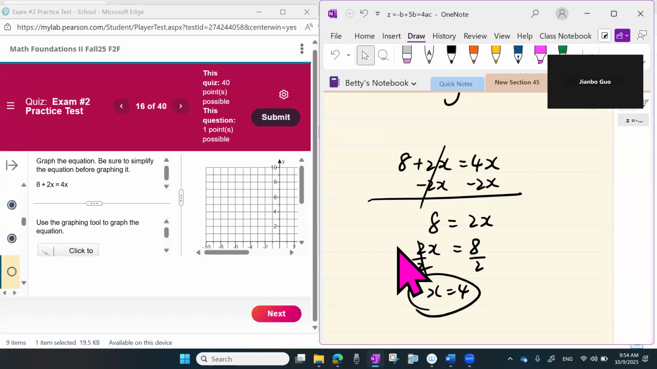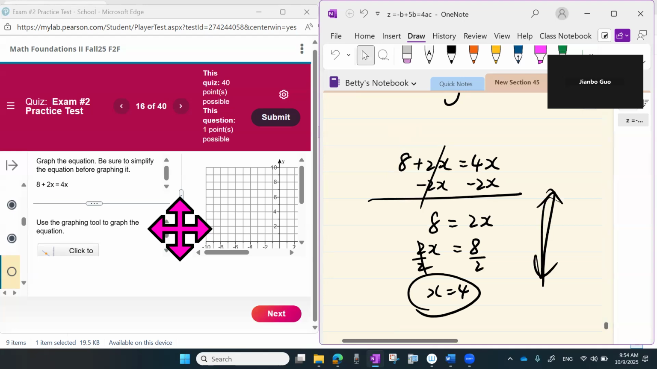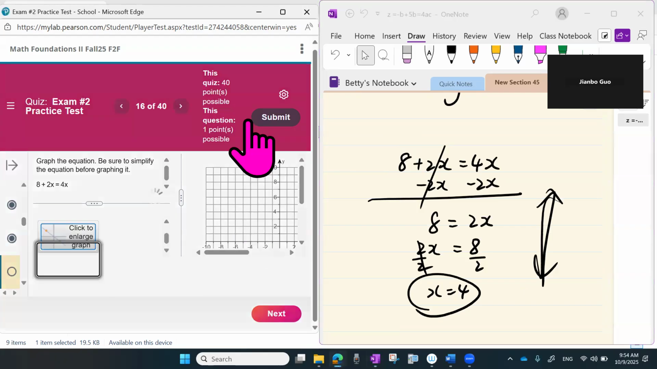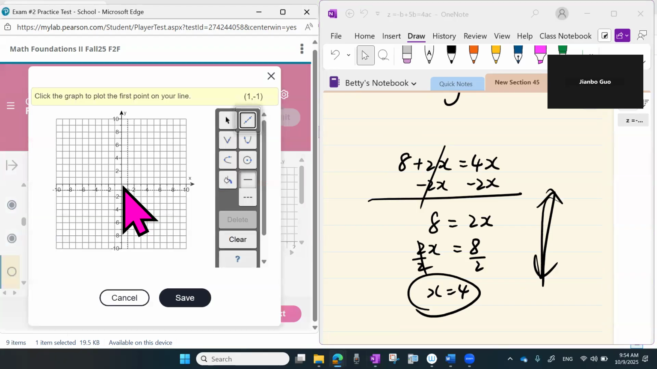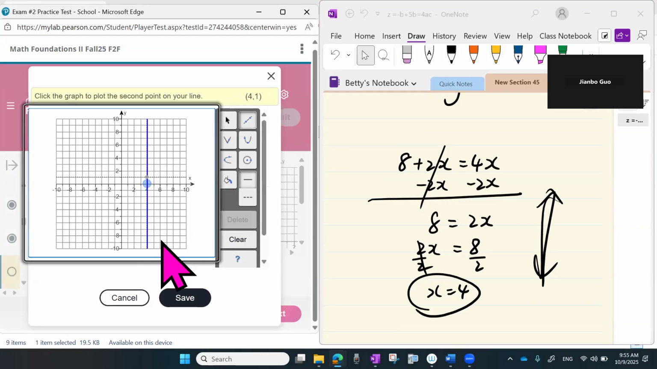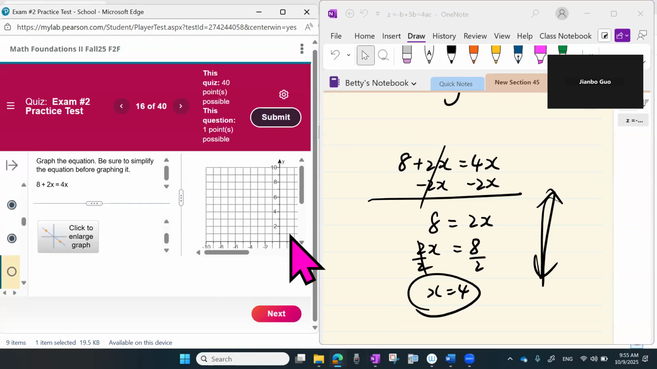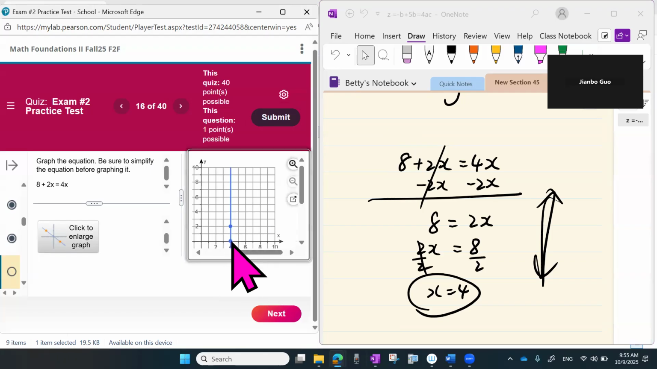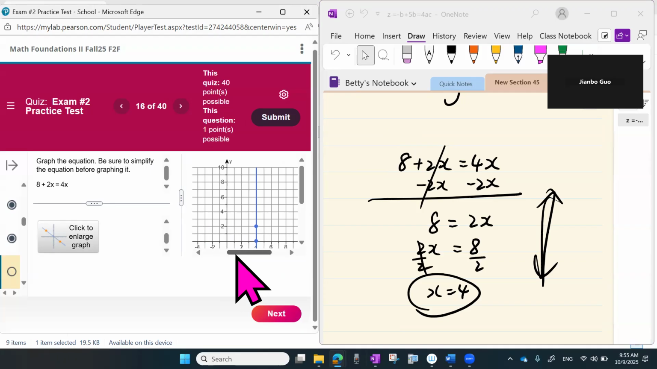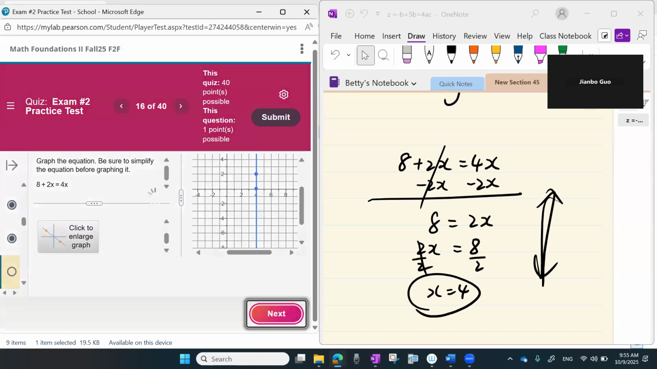Okay? X equals 4 in the Cartesian plane, two-dimensional space, represents a vertical straight line. So we start with the origin and go to the right 4 units: 1, 2, 3, 4. X equals 4, vertical line. And that's the equation, okay? X equals 4 corresponds to a vertical straight line at x equals 4. Next.